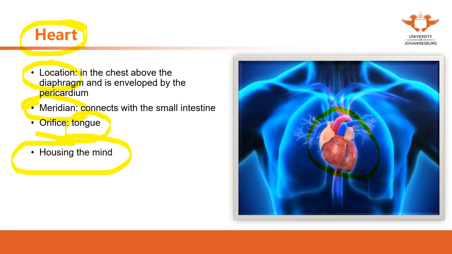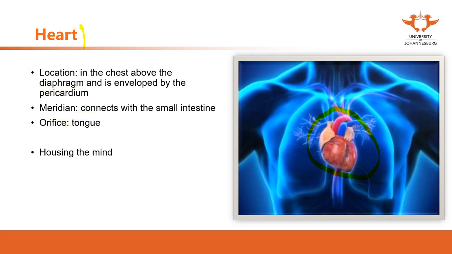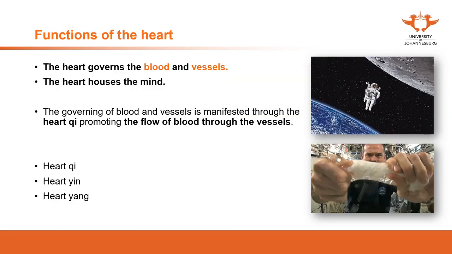The heart is also considered as the emperor organ, which means the heart is very important in the Zang organs. The heart is in charge of everything, all other organs. The five Zang organ systems are centered on the heart. The heart has two functions in the physiology. The heart governs the blood and vessels, and the heart houses the mind. The mind sometimes is translated as the spirit.